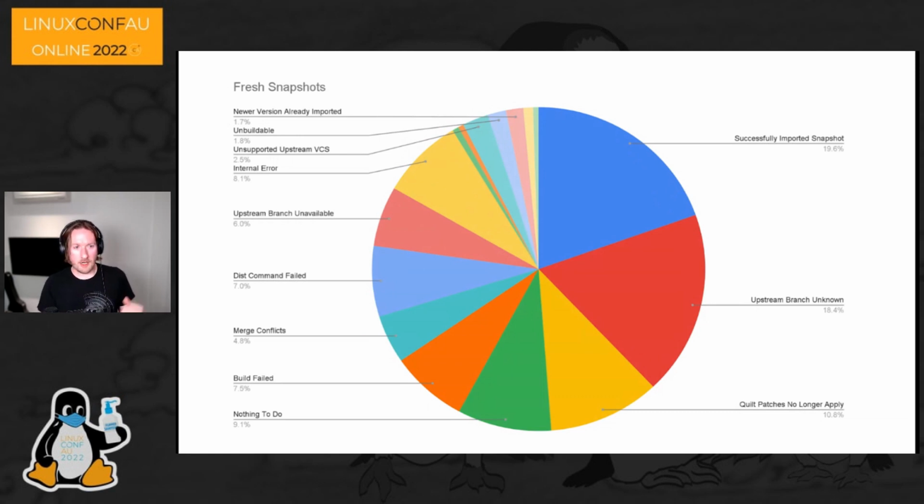And then similarly, if we look at importing Git snapshots, you can see that we are successful about 20% of the time as well, but this accounts for about 5,500 packages. And in a lot of cases, we don't actually know where the upstream repository lives. And then some of the other errors are very similar to those when we were importing releases. So merge conflicts or patches that no longer apply, or tarballs that don't import.